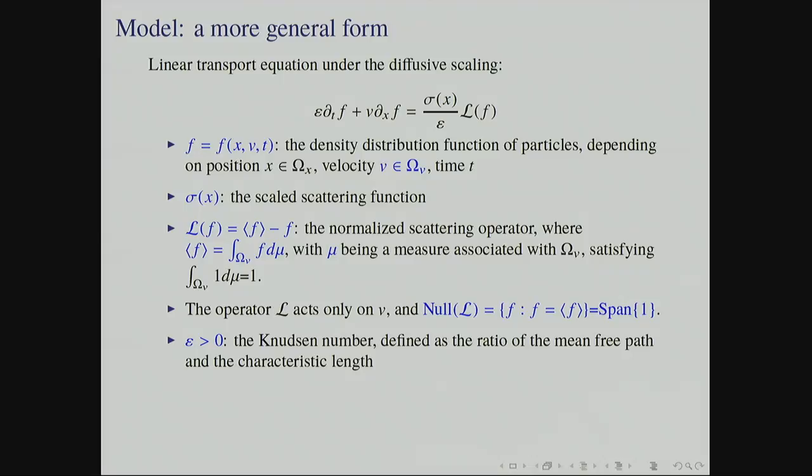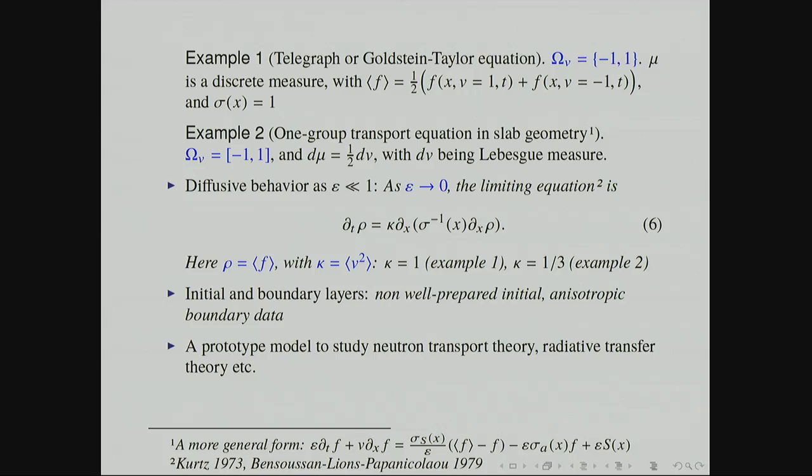And notice the operator only acts on velocity. So the null space is just one-dimensional for this simple model. This will come back when I talk about the method. So epsilon is the dimensionless Knudsen number. My starting example is the telegraph equation, called the Goldstein-Taylor equation, which only involves two possible velocities. The sigma is a constant.